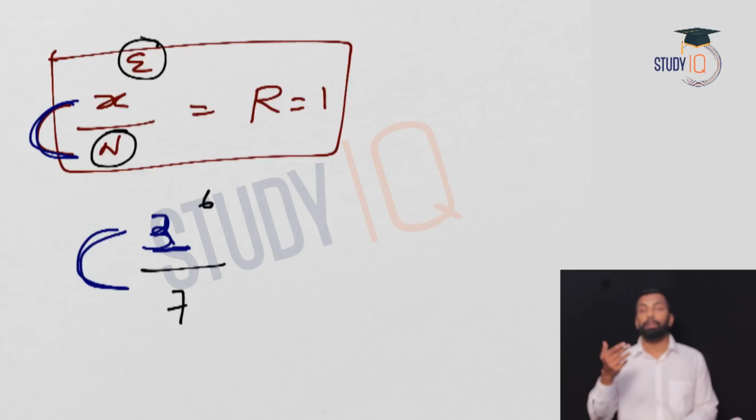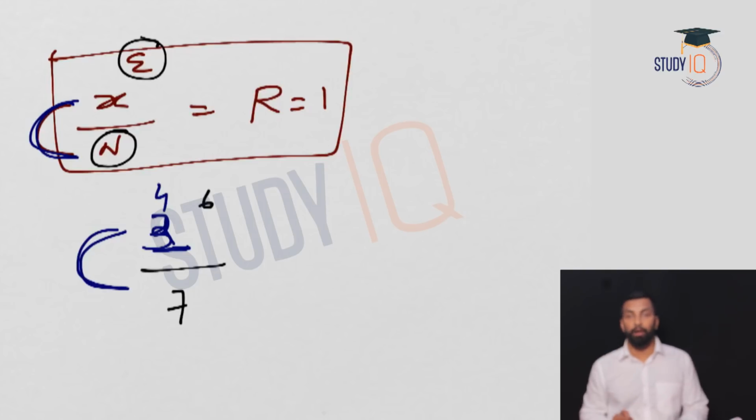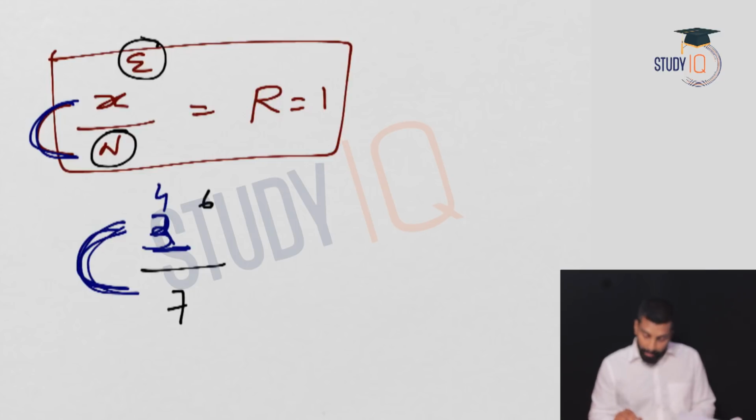What will be the remainder? You will get remainder 1. You get 4 here. What will you get as a remainder? The remainder will be 1. Why? Because these two are coprimes. And what is this relation? 6 is the Euler's number of 7.